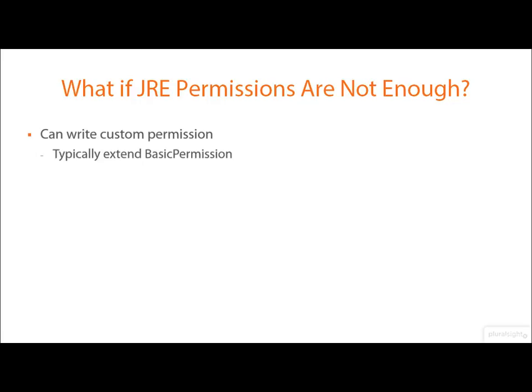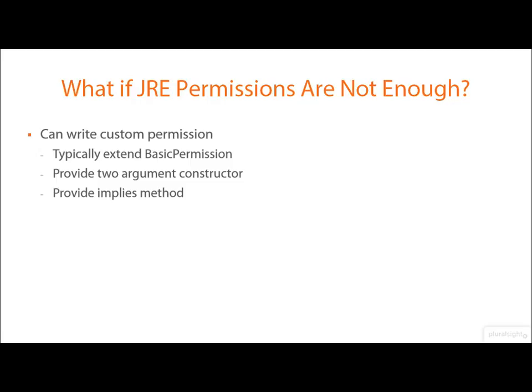And to do that, we typically extend the base class BasicPermission. Now, obviously, we could extend one of the other built-in classes, but more often than not, you'd extend BasicPermission. BasicPermission has a 2-argument constructor, and we provide an implementation of that. And then more importantly, permissions have what's known as an implies method.